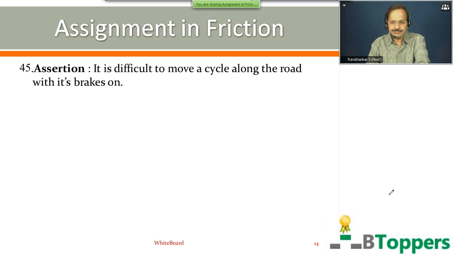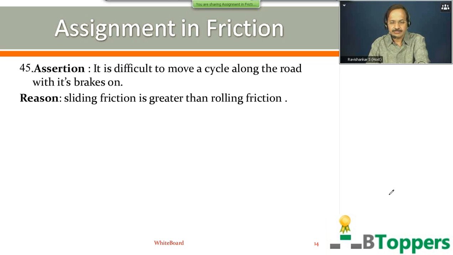See the question number 45. Assertion: it is difficult to move a cycle along the road with its brakes on. Reason: sliding friction is greater than rolling friction. This question was originally given in one of the previous All India Institute of Medical Sciences entrance examinations, AIIMS.